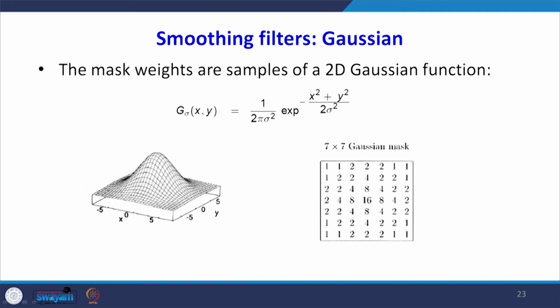Then under the smoothing filter we have the Gaussian filter. It will follow the normal distribution. This is the 7 by 7 Gaussian mask which has been created. Here you can see different weights are given to different pixels. It is not an equal weight: we have given more weight to the central pixels and slightly lesser weight to the immediate surrounding pixels, and as the distance increases the weight decreases.